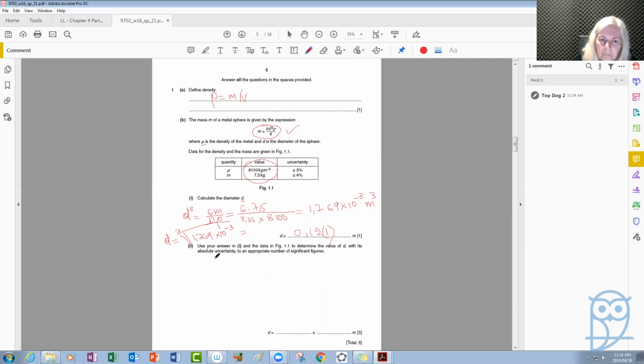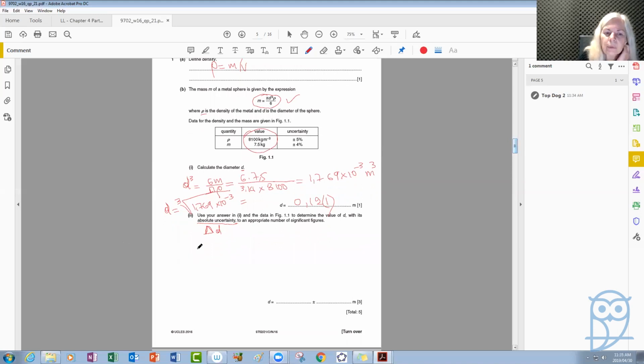Now, use your answer in one to determine the value of d with its absolute uncertainty. That means that delta d, this would be the absolute uncertainty for the diameter, to an appropriate number of significant figures. We already have the answer in the correct significant figures here. Now let us see, how do we find the absolute uncertainty? Well, let's go back here.